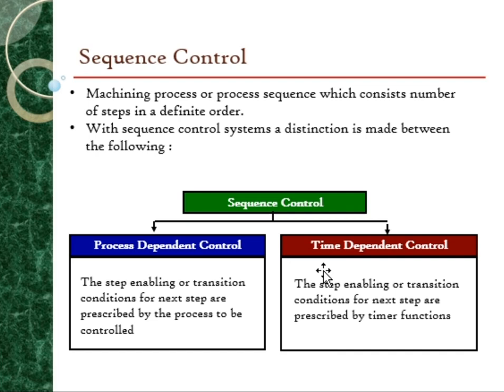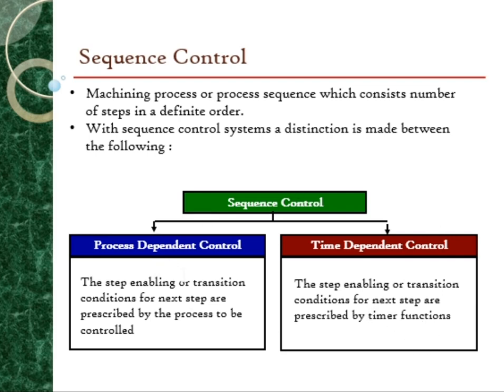It is actually similar to PLC. In PLC, the sequence control can be differentiated between two controls. The first one is process-dependent, and the second one is time-dependent. The process-dependent control, which enables the transition of the conditions of the steps for the next step, is prescribed by the process to be controlled. While in the time-dependent control, the step enabling or transition conditions for the next step are prescribed by a timer function.